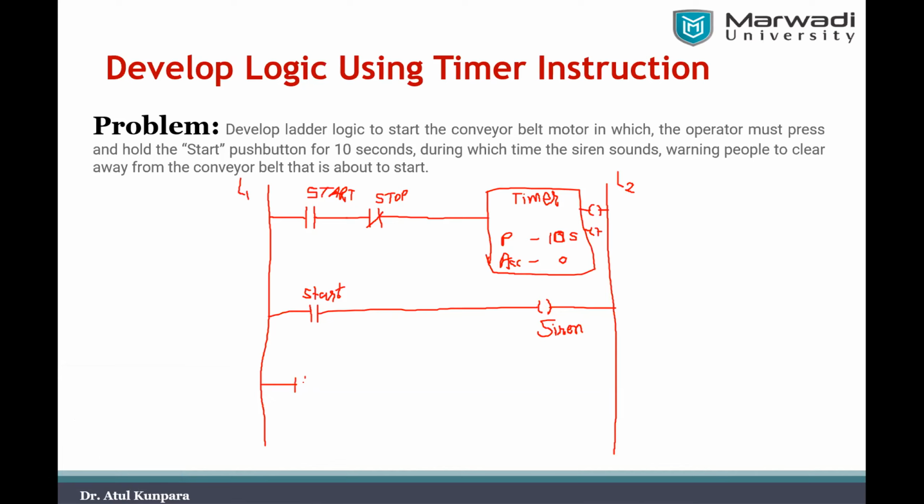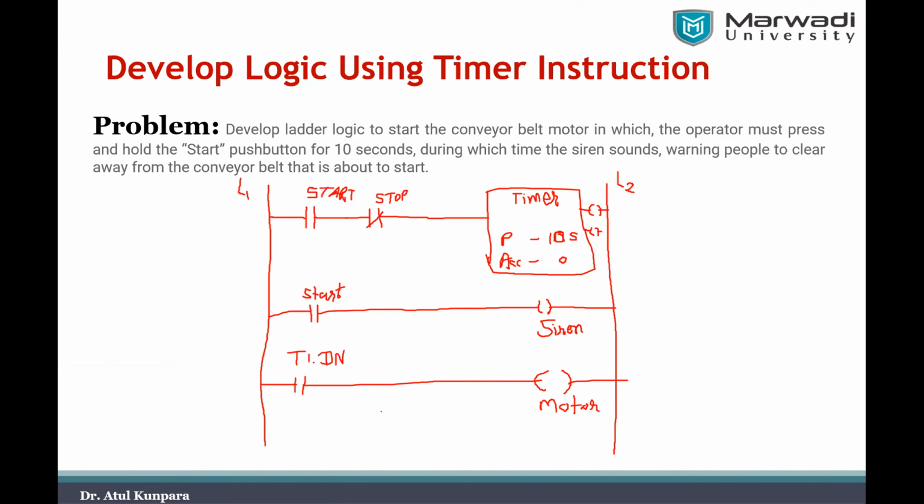I can use the timer done bit. Let me say here I'm taking timer T1. So I'm using T1.dn. That will be my timer done bit, right? That timer done bit will be on after 10 seconds. So after 10 seconds, I can use that contact and give here the motor coil, or you may say conveyor motor coil. That is going to start your motor.